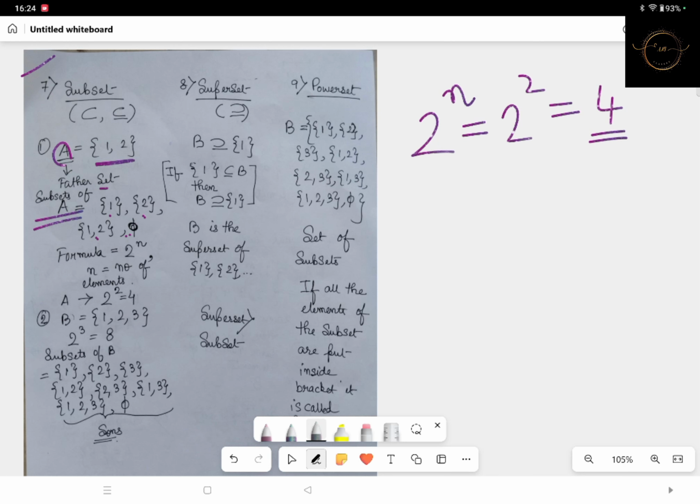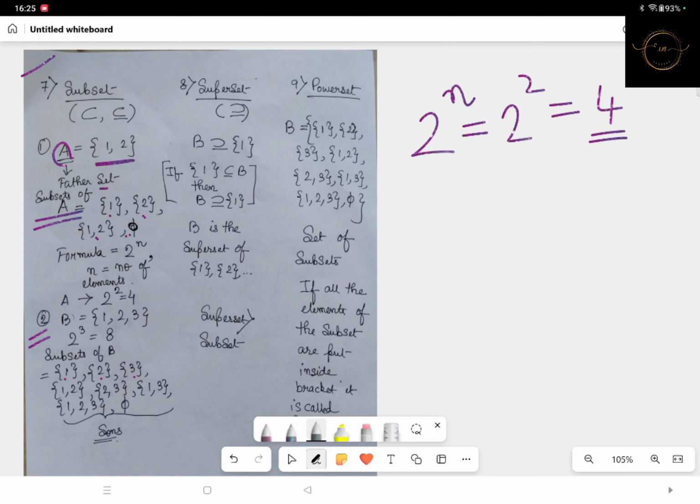Coming to the second example, I have taken 3 elements in the set. Capital B is equal to {1, 2, 3}. Now 2 cube. Now what will be in this case? 2 cube will be equal to 8. So what will be the subsets of B? Subsets of B, first what did I say? That the single elements will come out, then the combinations of the elements will come out, and at last the empty set will come out. So take out the elements 1, 2, 3.